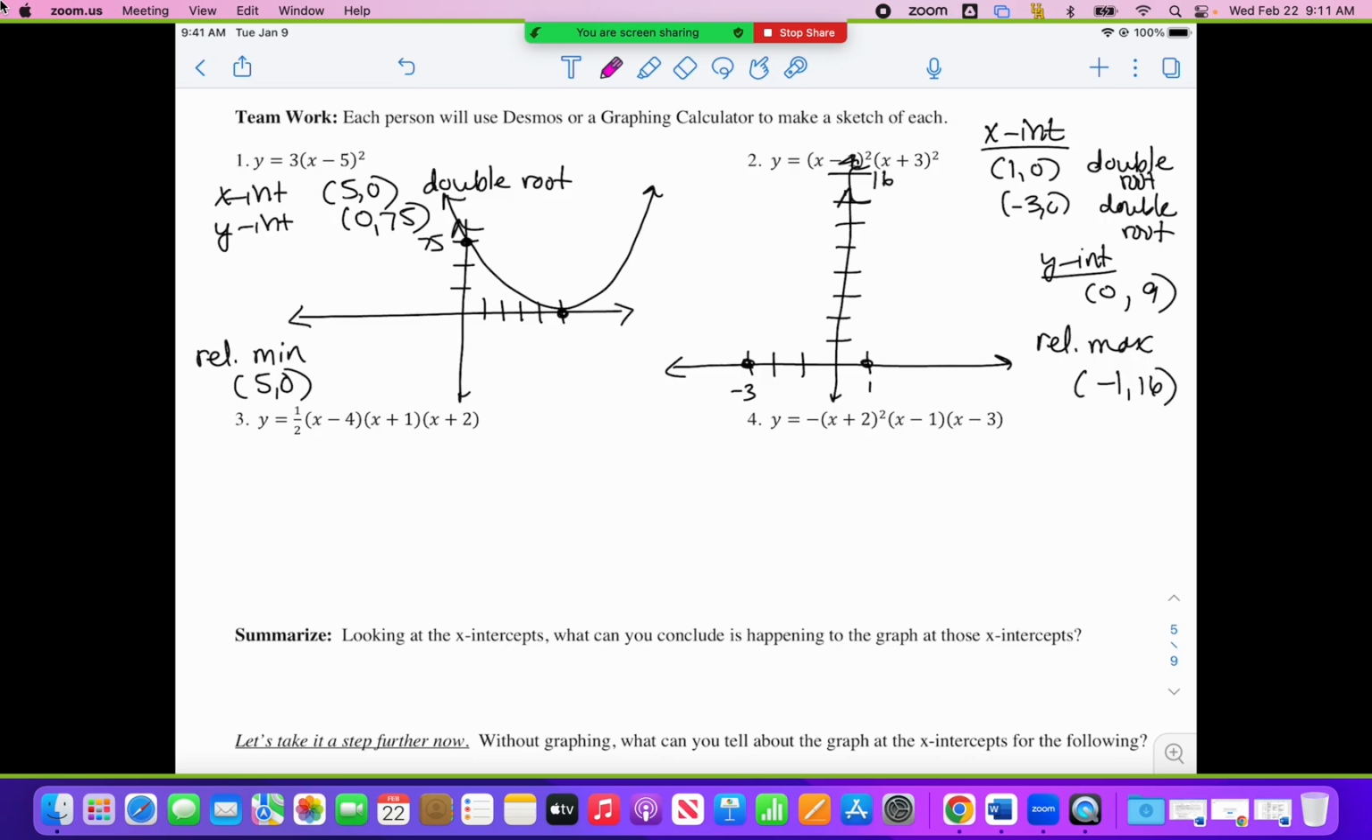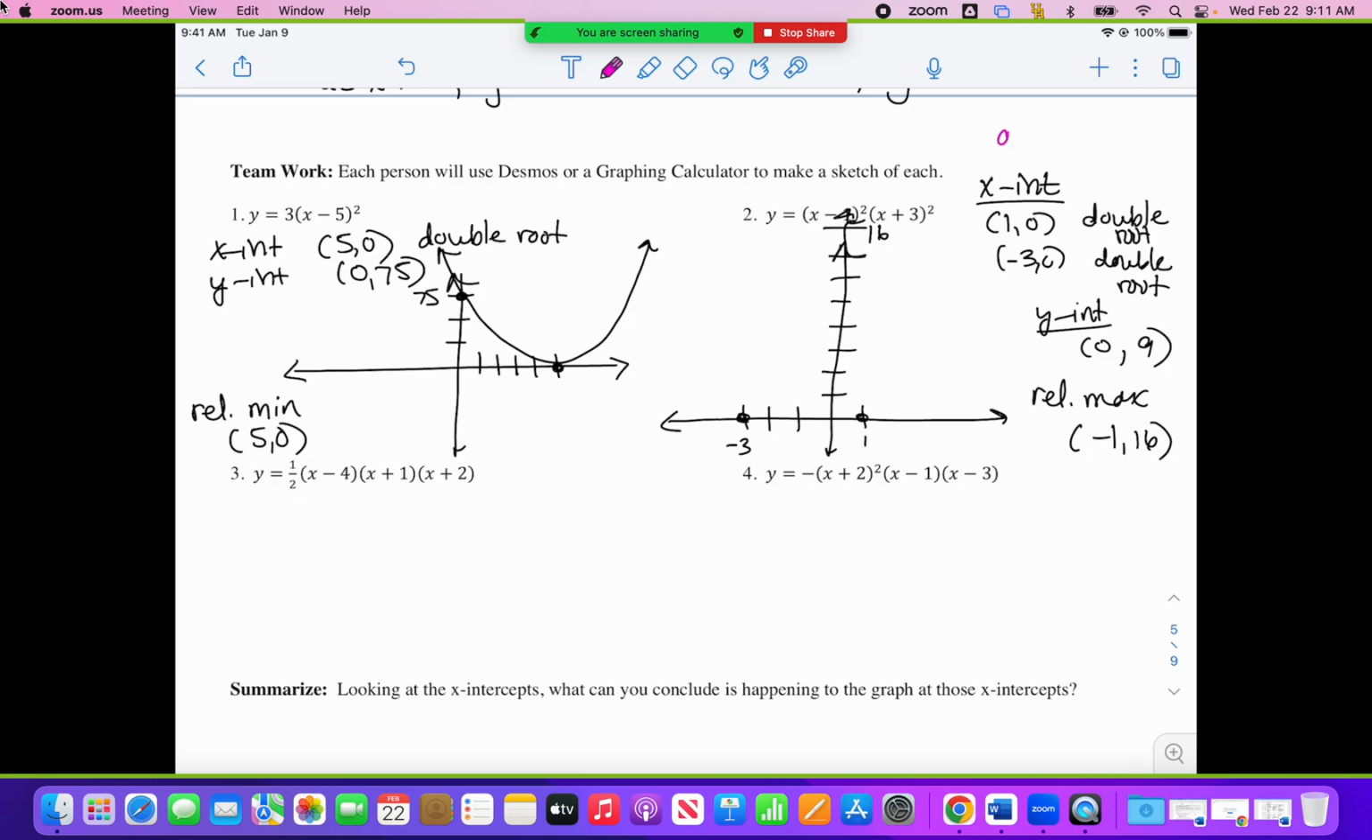And I had a relative max of -1, 16. And you can also tell the degree and leading coefficient and your end behavior. So let's look at this one. What was the degree on this one? Those of you that did problem 2: the degree is 4, and the leading coefficient is 1, so it should end up with an up, right? This should end up with an up.